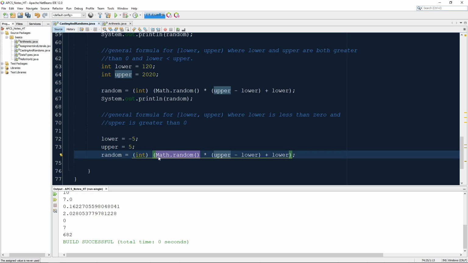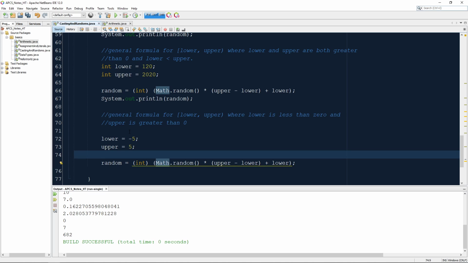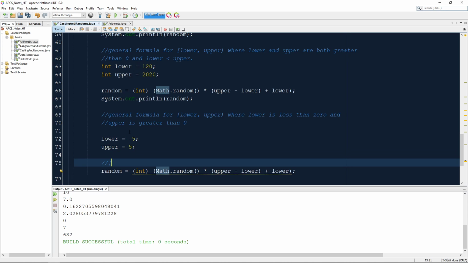Random is 0. So 0 times anything, so I'm not going to even bother doing the math, is 0. 0 plus -5, which is my lower, is -5. The lower bound seems correct, right? So again, my range here, I didn't put it, but let's go ahead and put our range. We said from -5 to 5, not including 5.